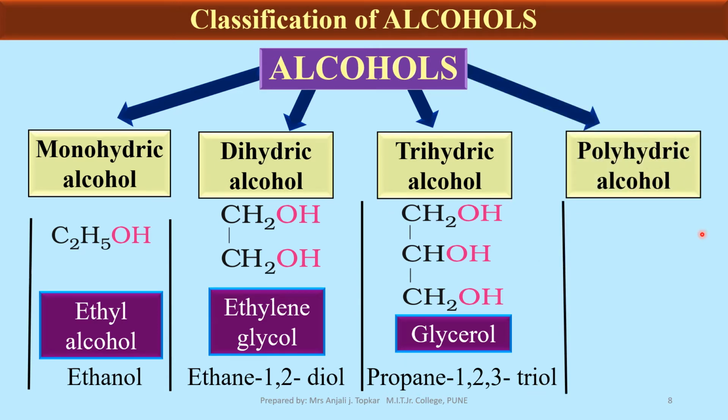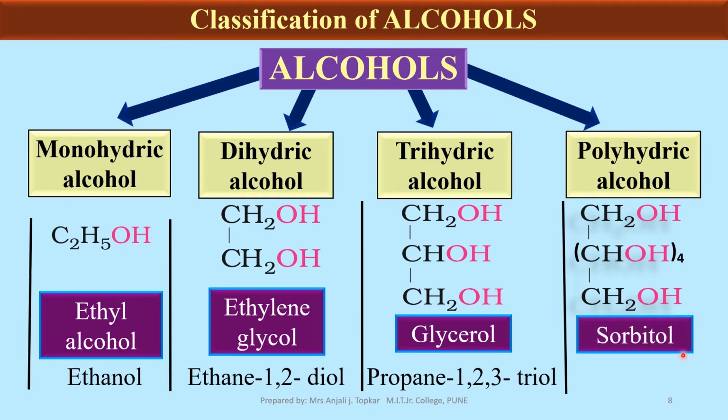Polyhydric alcohols: CH2OH, CHOH 4 times, CH2OH. Name of the compound is sorbitol. Example is hexahydric alcohol.